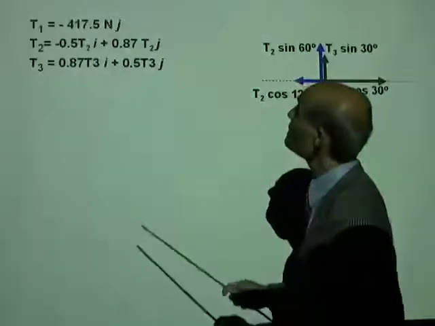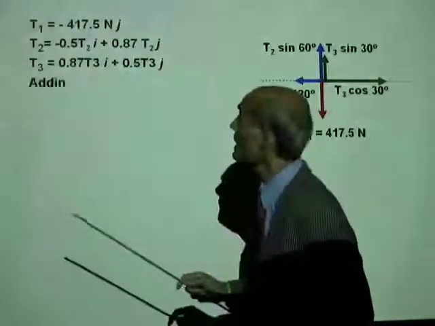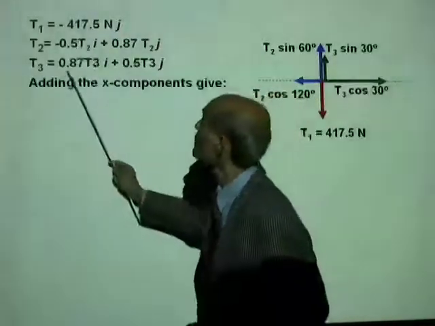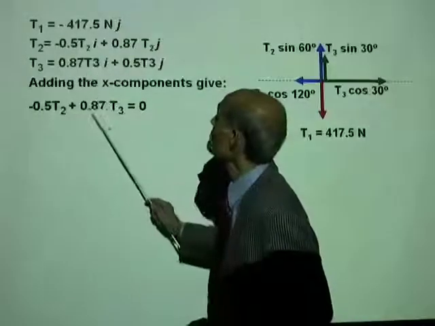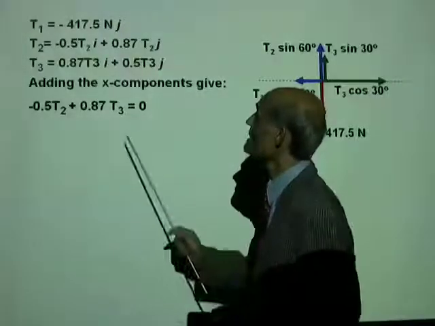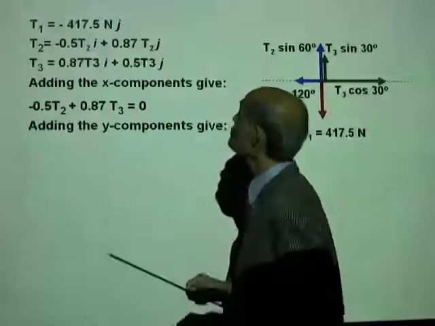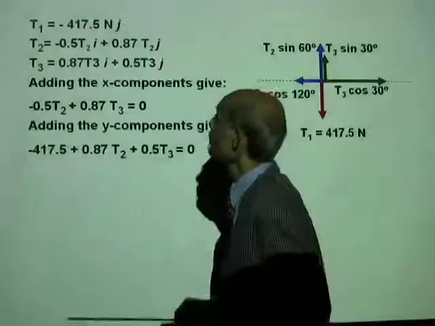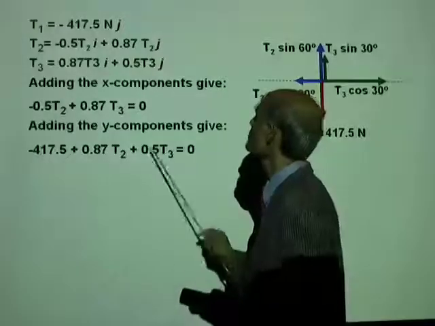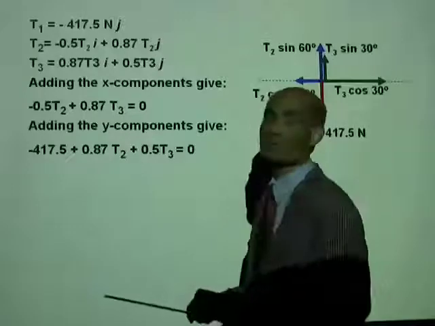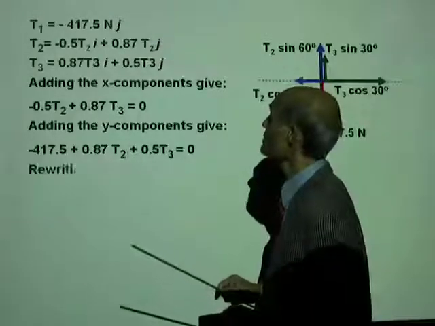So let's make those equations. These are the equations we had earlier. So adding the x components give you negative 0.5 T2 plus 0.87 T3 equal to 0. Adding the y components give negative 417.5 plus 0.87 T2 plus 0.5 T3 equal to 0. And you have 2 equations.